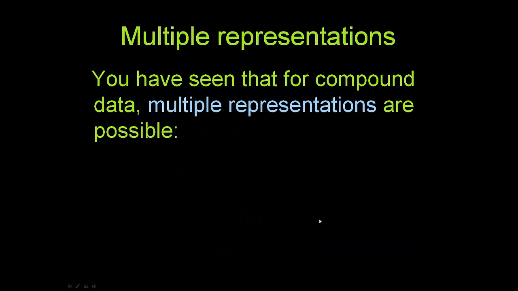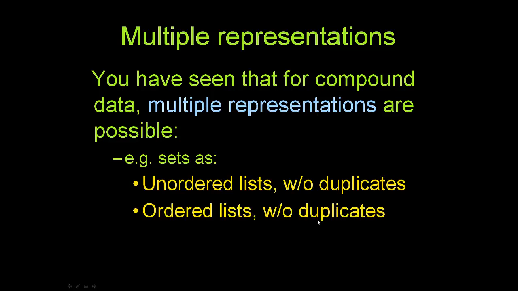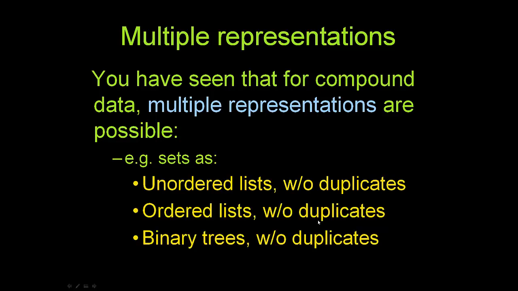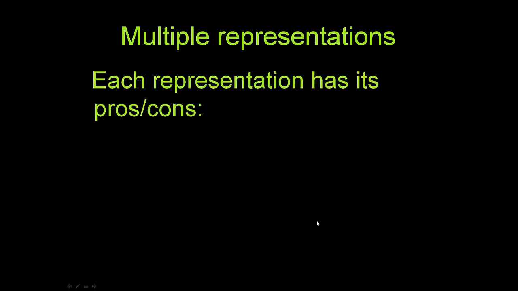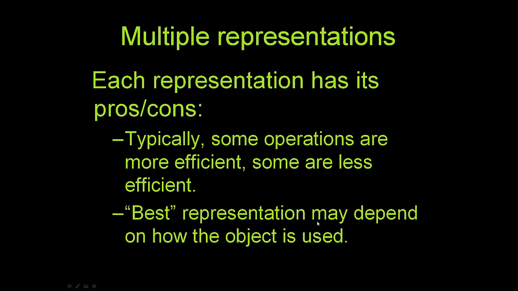So we have seen examples that for compound data, you have many potential representations that you can choose. Sets you can choose as unordered lists without duplicates, ordered lists without duplicates, or as a binary tree, again without duplicates. The main thing is that each representation has its own pros and cons. Typically, some operations are more efficient, others less efficient. The best representation depends on how the object is being used.